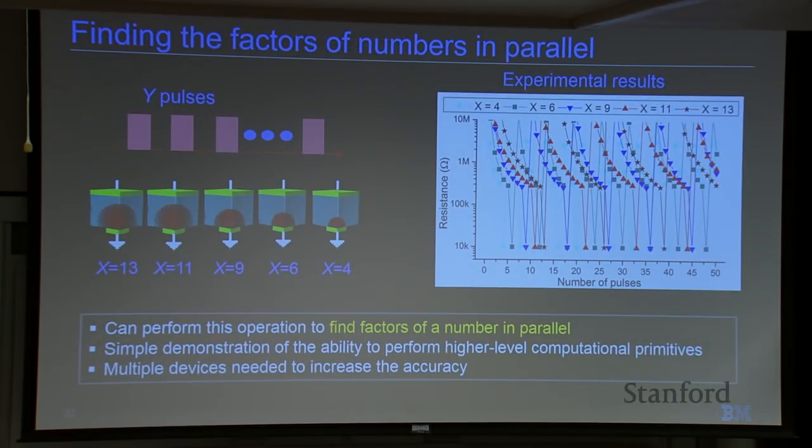But also, even better, we can do it in parallel. That means I can have, say, different devices initialized to different states. So for example, this device corresponds to 13, 11, 9, 6, and 4. So these are the number of pulses it takes for it to go to the lower resistance state. And then you apply a wide number of pulses to all of them, right? And then you go and check, okay, how many of those devices are right now in the lower resistance state? And okay, those are the ones which are factors of Y, right? So that's the whole idea here.